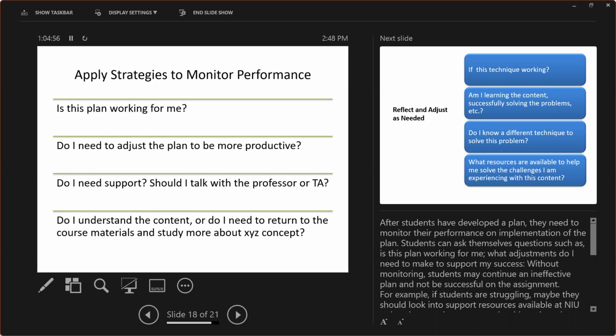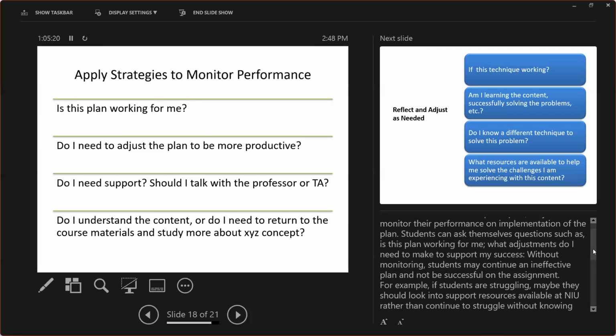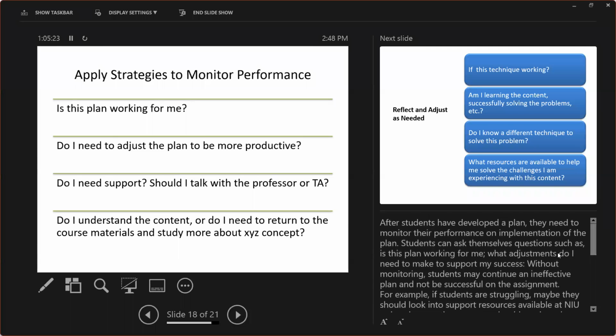And when they're monitoring, it gets back to that metacognition, where we're thinking about our thinking, we're thinking about how we are handling this project. And you can ask simple questions like, is this plan working for me? The student could ask themselves that. Do they need to adjust the plan to be more productive? Can they get some support from the professor or the teaching assistant or the writing center or the math labs or science labs, nursing labs?